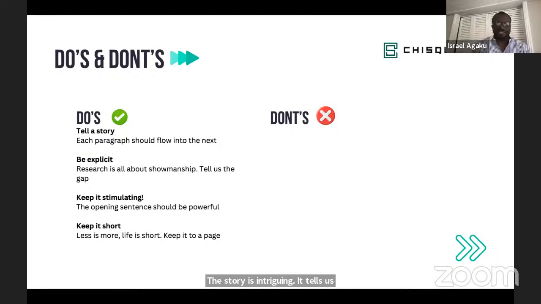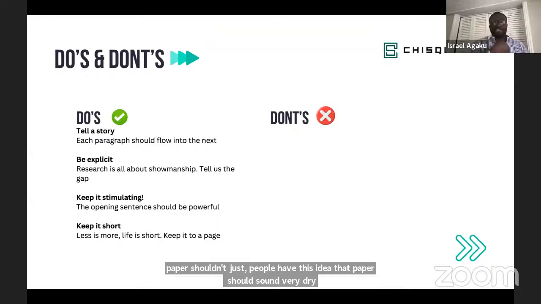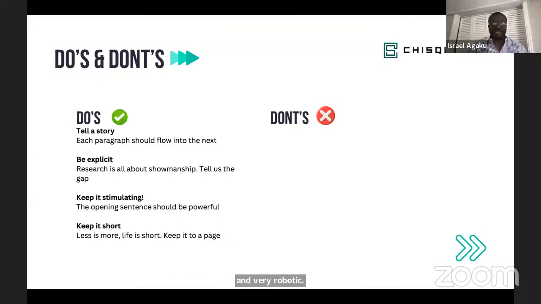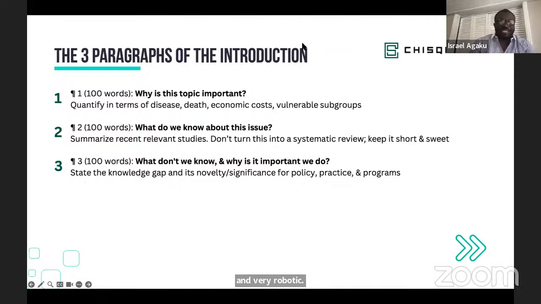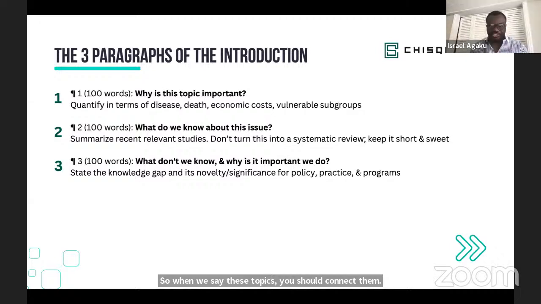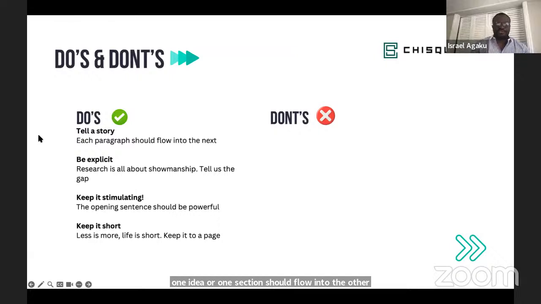So tell a story. People have this idea that the paper should sound very dry and very robotic. No, it should tell a story from beginning to end. So when we say these topics, you should connect them. One idea or one section should flow into the other naturally, right? So that's required. So for do's, tell a story.